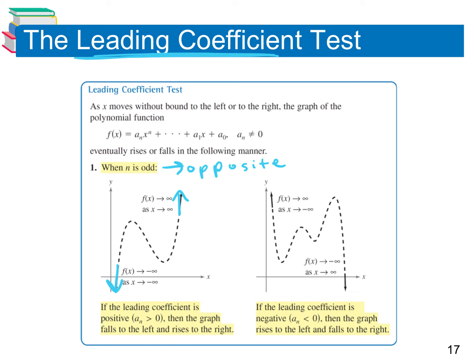If your leading coefficient is positive, your graph starts going down and ends going up. So just think about it as your slope is increasing when your leading coefficient is positive. So it starts going down and ends going up. If your leading coefficient is negative, then it does the opposite. It starts going up and ends going down. So just think about it as it's eventually decreasing.